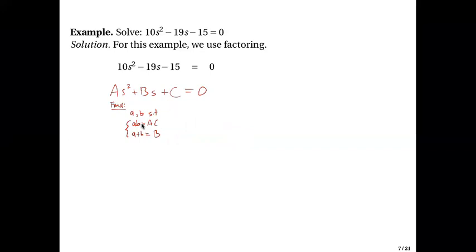So, we want to find small a and small b such that the product ab is equal to AC, and then the sum a plus b is equal to capital B. Okay? What is AC? Our AC is equal to 10 times 15. This is equal to 150.